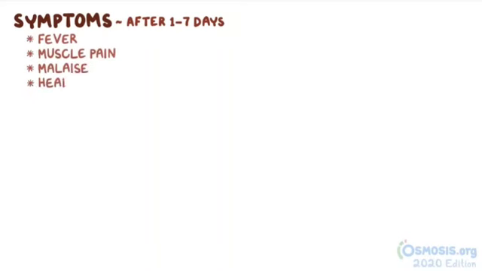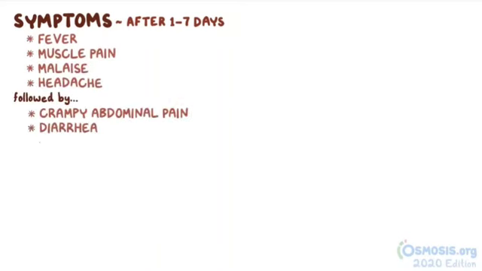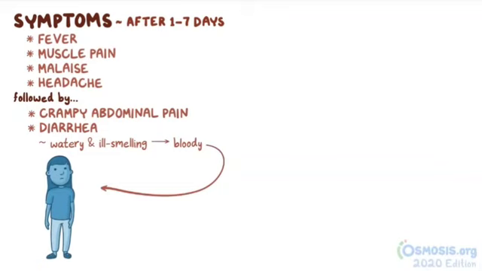Symptoms usually show up after a 1 to 7 day incubation period. Typically, people have symptoms like fever, muscle pain, malaise, and headache, which are followed by crampy abdominal pain and diarrhea that is watery and ill-smelling at first and then turns bloody. Bloody diarrhea is more commonly seen in children.